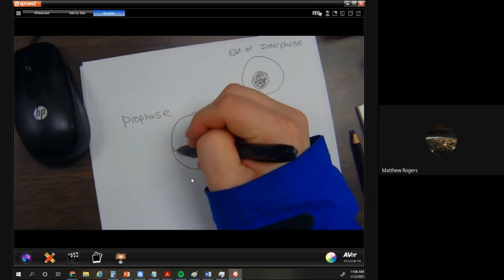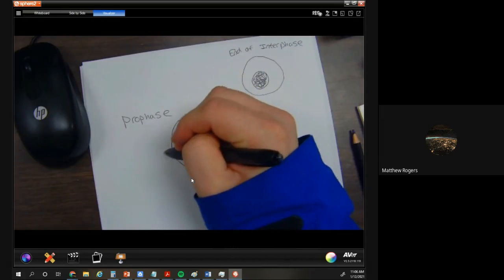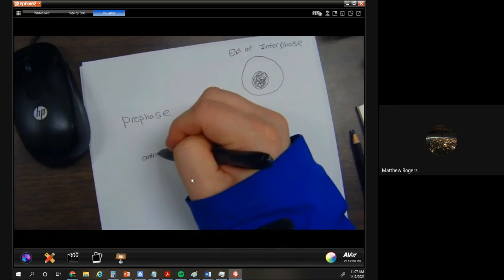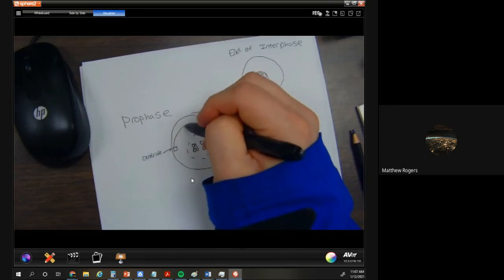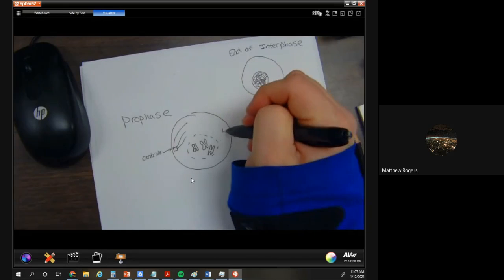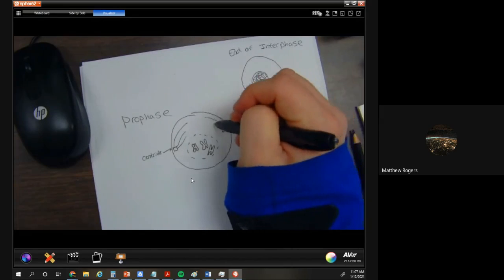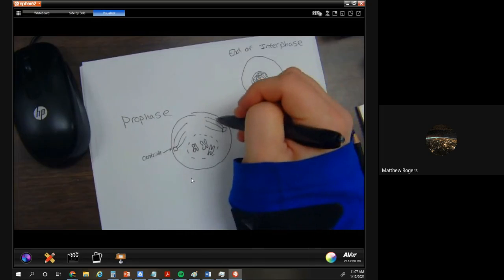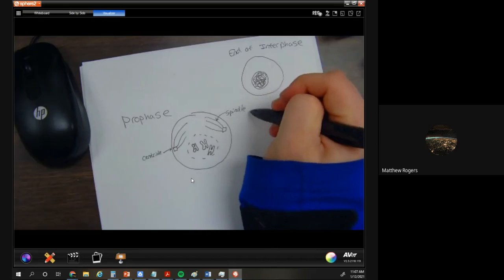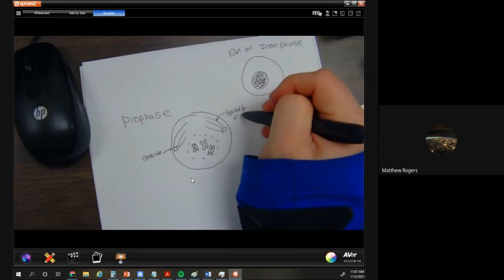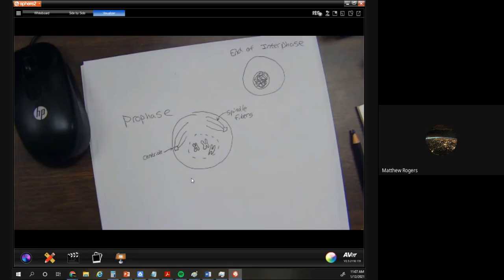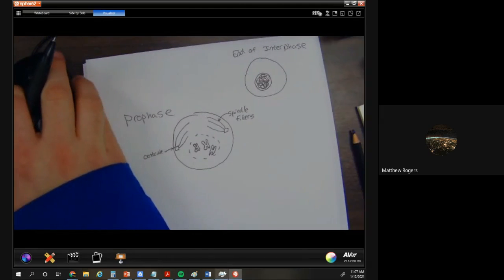We also have spindle fibers forming. I said those are coming out of the centrioles. This is the centriole, and the spindle fibers are starting to get made. And we'll have some over here too. Same idea, centriole, and these are the spindle fibers. And so we're starting the process of getting everything ready to split. Okay? Awesome. So let's go back here.